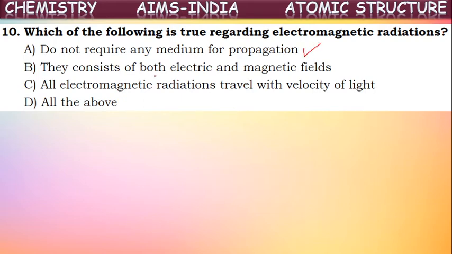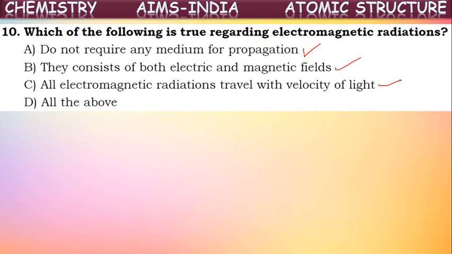Next one, they consist of both electric and magnetic fields. Yes, actually these electromagnetic radiations are produced or emitted by the electrically charged particles which are moving with high velocity, like electrons. So, as these are produced by electrically charged particles, these electromagnetic radiations also contain both electric and magnetic fields. So, this is also true. Next one, all electromagnetic radiations travel with velocity of light. Yes, this is also true.